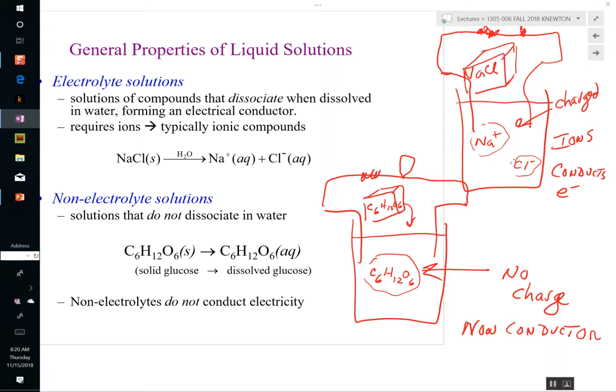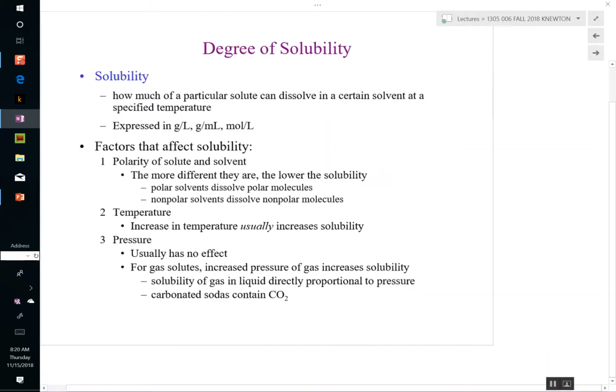It dissolves well in water, but it is not an electrolyte. It's not an ionic compound. All right, solubility. I'm saying some of these things pretty fast, but I want to move through to molarity. Just know that solubility is how much of something is able to dissolve in the water.